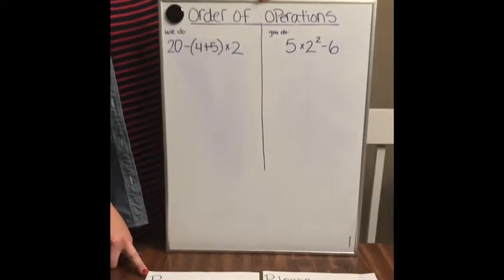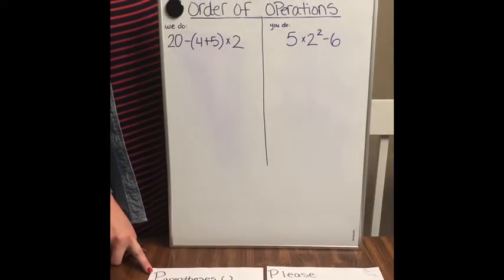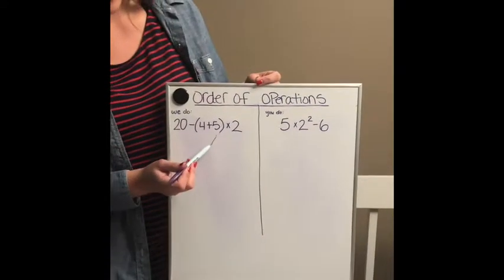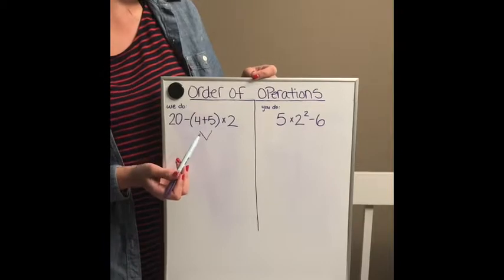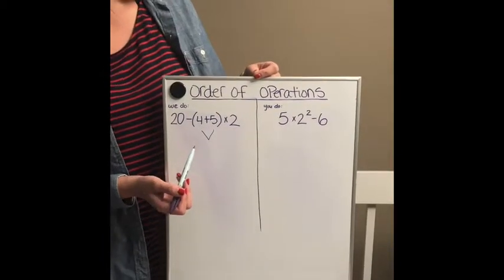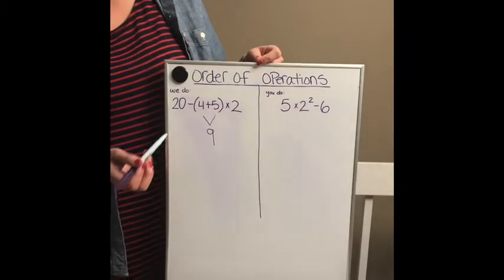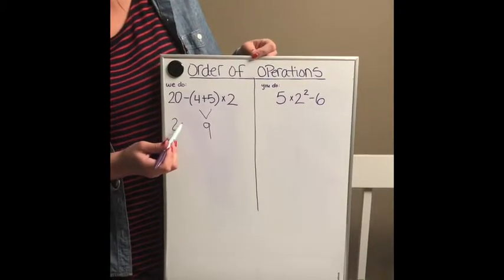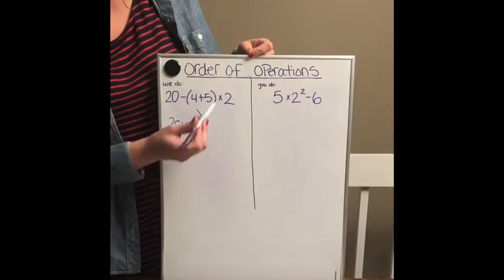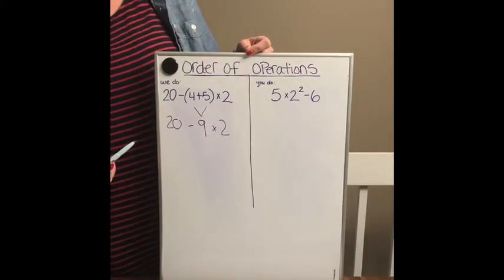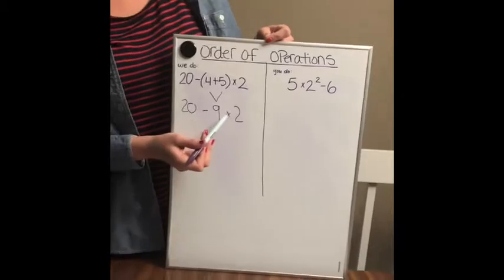So what do we have to do first? Please email my dad a shark. What is the first thing we have to do? Parentheses. Parentheses, so we're first going to do whatever's inside the parentheses. So 4 plus 5 is? 9. 9. And now what I find really helpful is when we rewrite the problem down here so that we're knowing what operations we have left. So now we've got subtraction and multiplication.